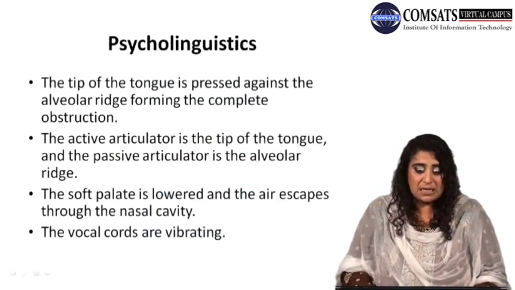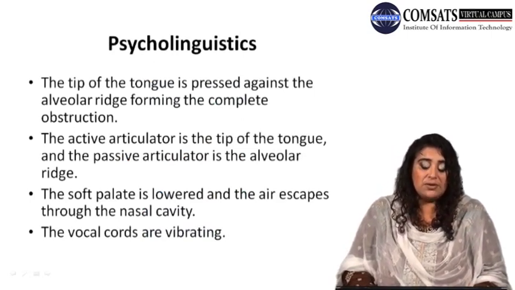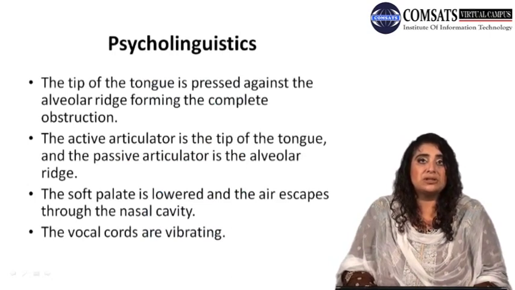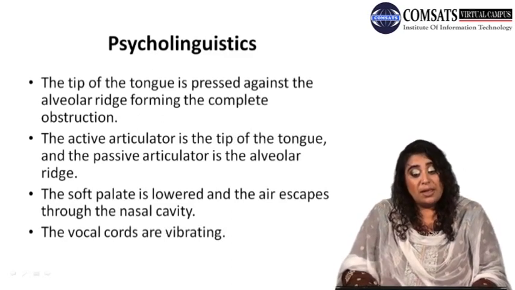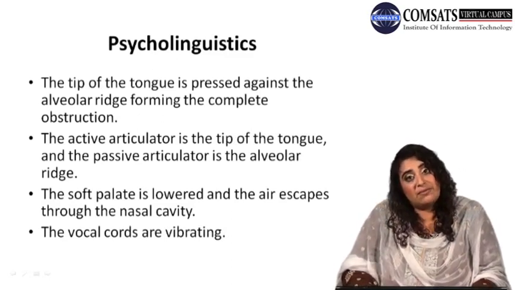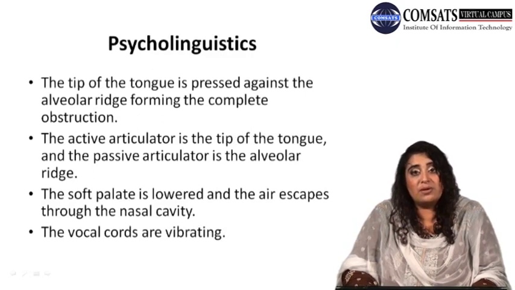Now the tip of the tongue is pressed against the alveolar ridge, forming the complete obstruction. The active articulator is the tip of the tongue and the passive articulator is the alveolar ridge. The soft palate is lowered and the air escapes through the nasal cavity. The vocal cords are vibrating.